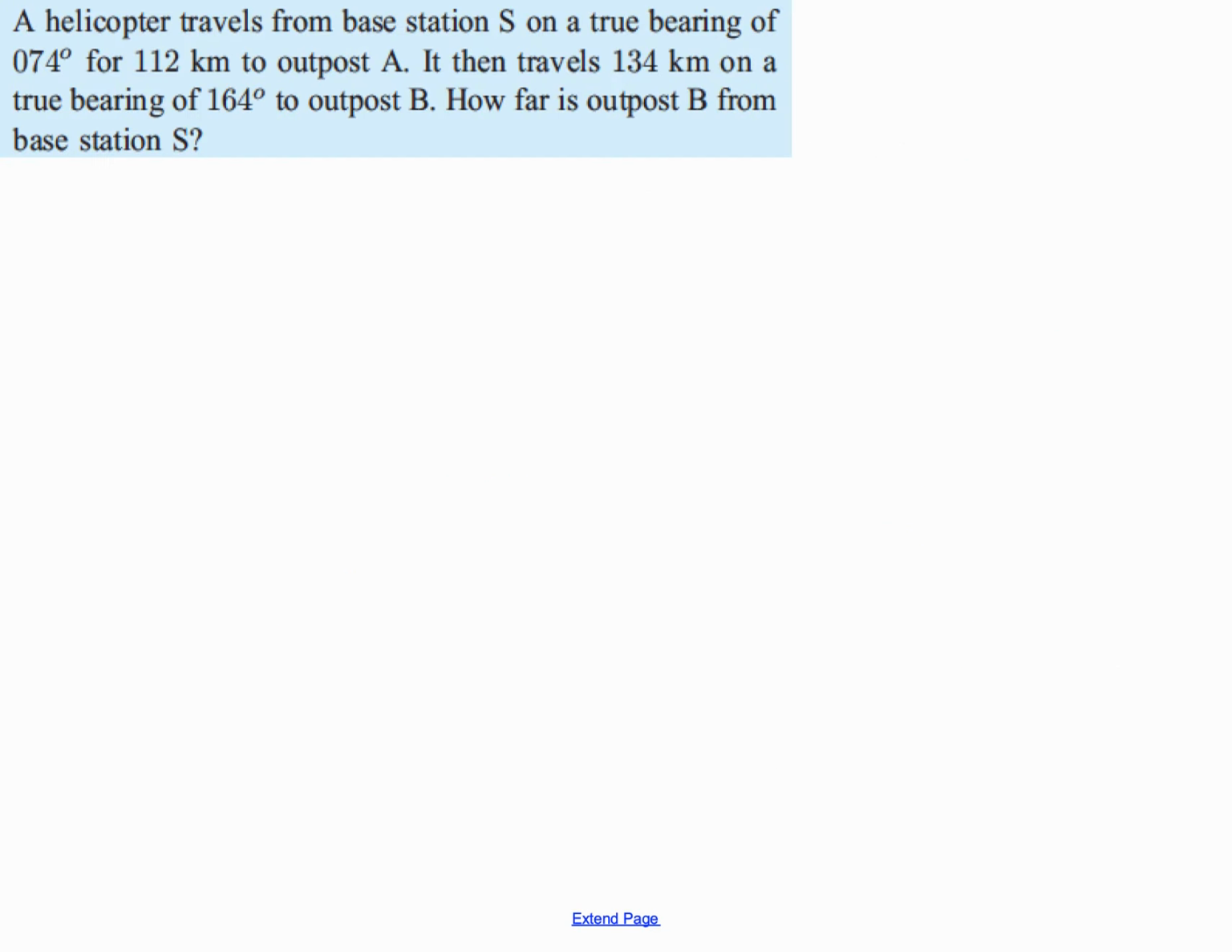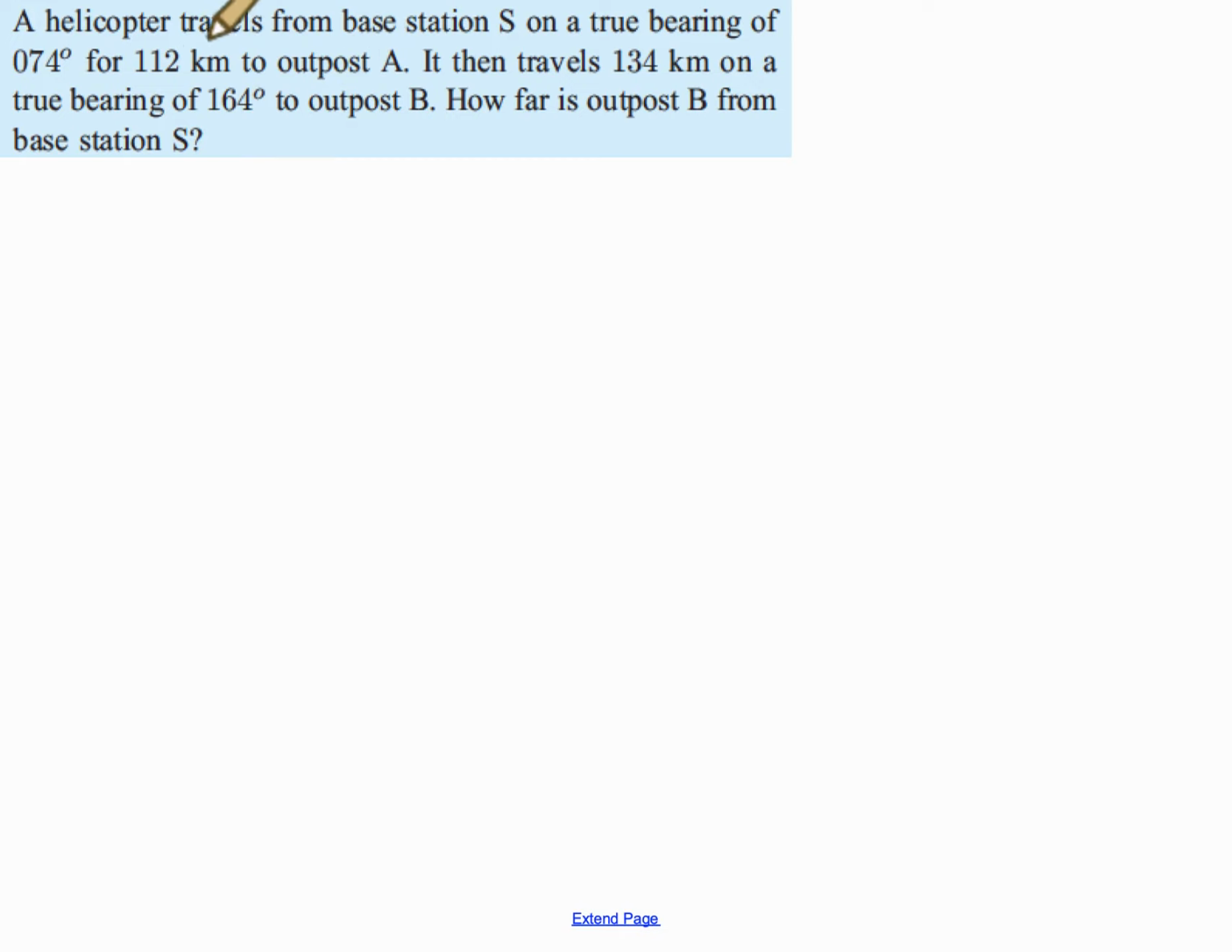Okay, so let's do this one. A helicopter travels from base station S on a true bearing of 74 degrees for 112 kilometers to outpost A. It then travels 134 kilometers on a true bearing of 164 degrees to outpost B. How far is outpost B from base station S? Well, we got to draw all that.